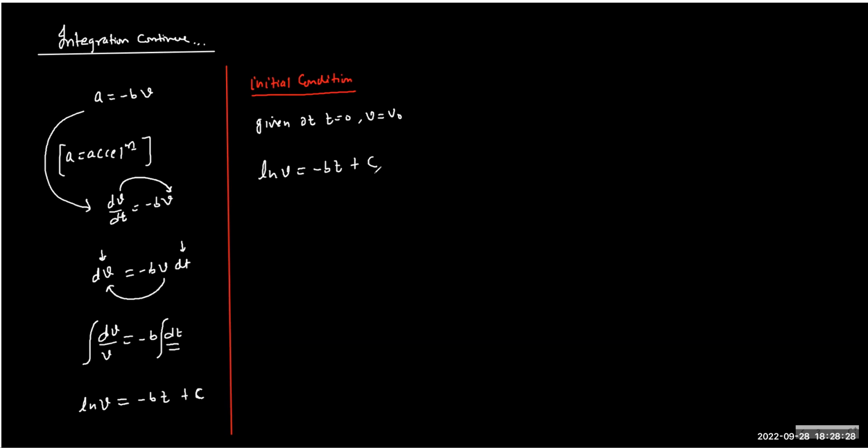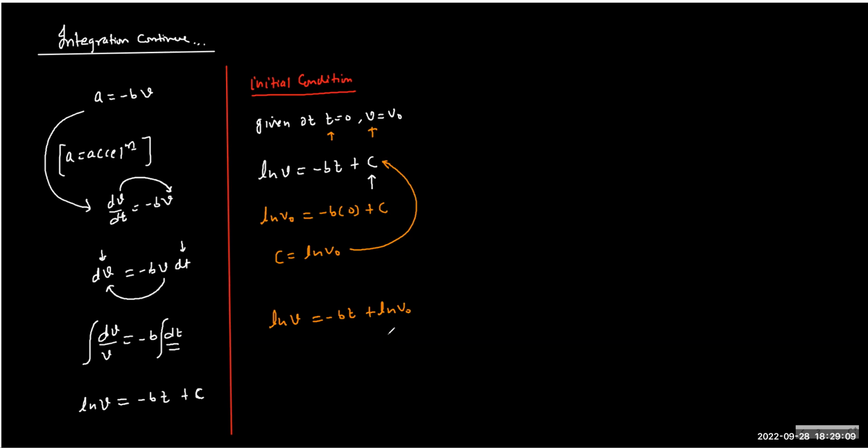Now to evaluate the c value in physics, we always look for the initial condition. So they give you something. What they are saying is that if you put t equals 0, you must put v equals v naught. Okay, so let's do it. I'm putting v equals v naught and t equals 0. And this will give you the direct answer of c. What is c here? ln v naught. So what is the next step? You will substitute the unknown: ln v is minus bt plus ln v naught.